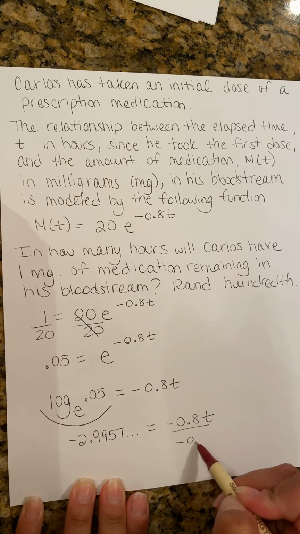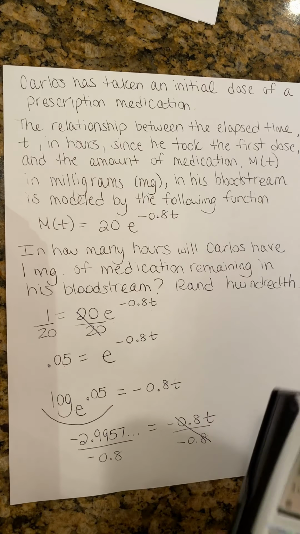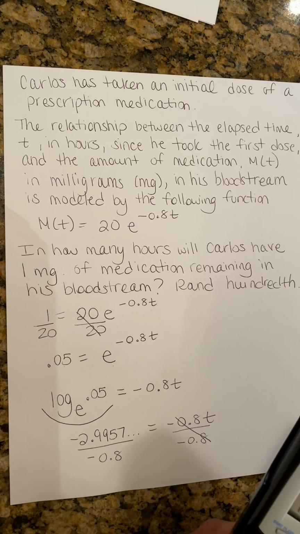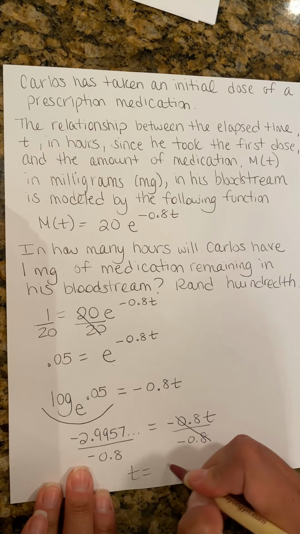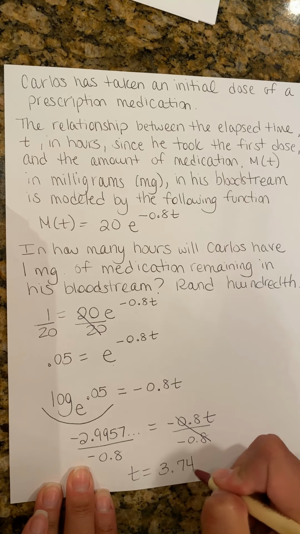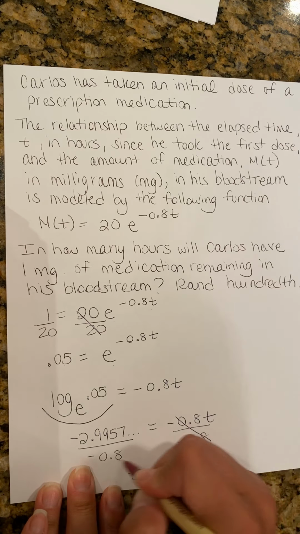And now the other one that had the division, this one now has these two being multiplied, so to undo multiplication, we would divide. So divide the whole entire number by negative 0.8, round to nearest hundredth. The time it will take is 3.74. Is it hours? Yeah, hours.